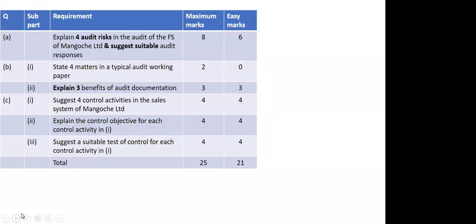And then the last question, those explain 4 audit risks. So 6, at least get 6 out of 8, because that's a simple question. Okay, state 4 matters in a typical audit working paper. Let's assume we get nothing, and then so on. And the rest are basically simple questions, and 21 out of the maximum marks were easy marks.